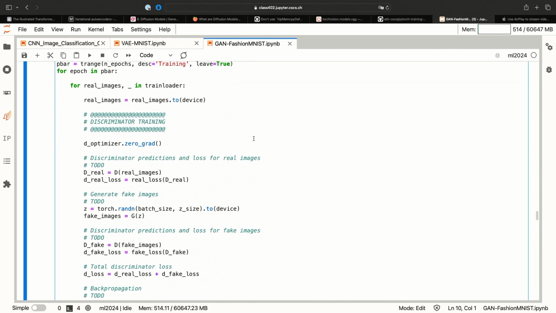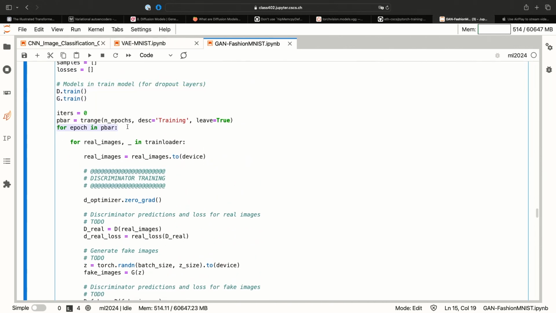And then in the training loop, we have, as usual, the number of epochs, and then the loop over the batches. The Fashion MNIST is a dataset that is labeled, so for supervised learning. But in this case, we don't care about the labels. We just care about the images.